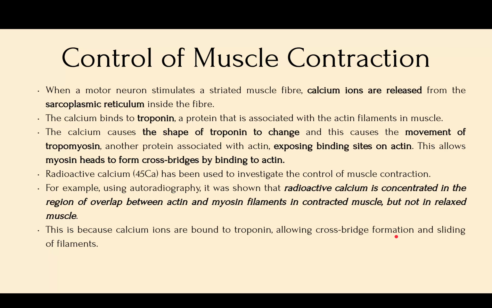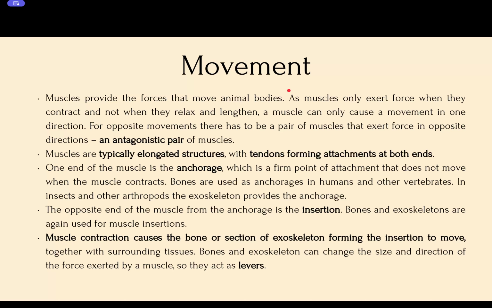Now, movement. Body movement requires muscles, and muscles only exert force when they contract, not when they relax. A muscle can only cause movement in one direction, so for opposite movements there has to be a pair of muscles that exert force in opposite directions, which means an antagonistic pair of muscles. So that's why, for example, at an elbow, one section of muscles will contract and the other will relax for one movement.